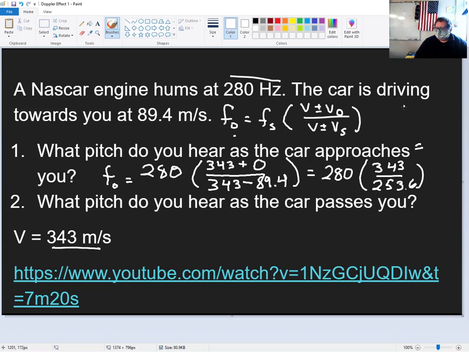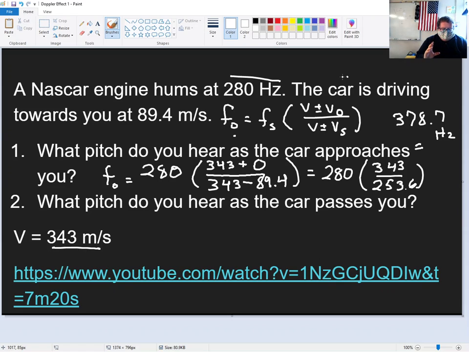So for our final answer, don't worry if we're off a little bit on decimal points, I get 378.7 hertz. About 379 hertz. Again, don't stress if we're off a little bit on the rounding.